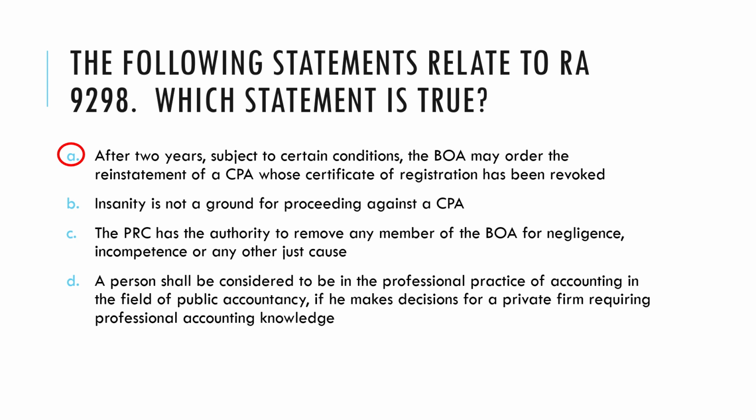Letter D, a person shall be considered to be in the practice of accounting, professional practice of accounting in the field of public accountancy if he makes decisions for a private firm requiring professional accounting knowledge. This represents or refers to the private practice or commerce and industry. So the correct answer to this is Alpha.